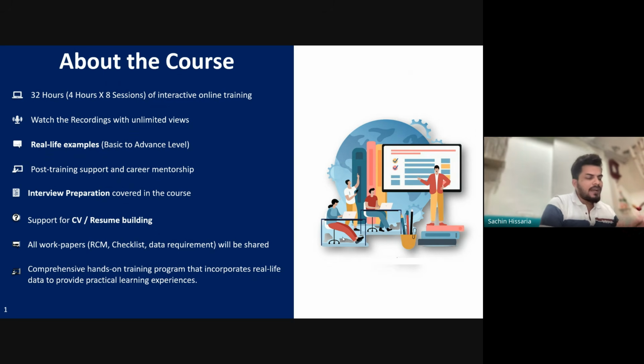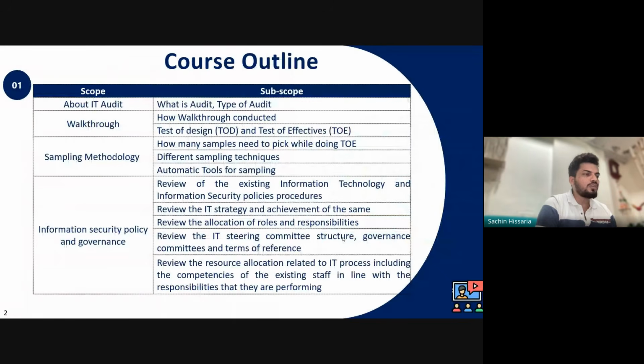Apart from this, guys, the main thing is that whatever domains are there in our curriculum, we would be discussing all those domains with the help of a data requirement sheet. We also prepare a checklist. We also prepare an RCM so that you get a proper idea of how to do that in real life. Now, suppose I show you our course curriculum.